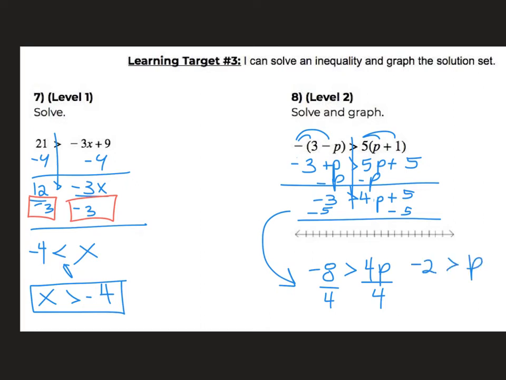Again, we don't have to flip that sign this time because we're dividing by a positive. So I'm going to write p on the left, noticing my sign. The smaller side is towards my p. So here's my inequality, and this one we also need to graph. So we have negative 2, a number bigger is negative 1, smaller negative 3, open dot on negative 2. And this reads p is smaller than negative 2. So we're going to the left.